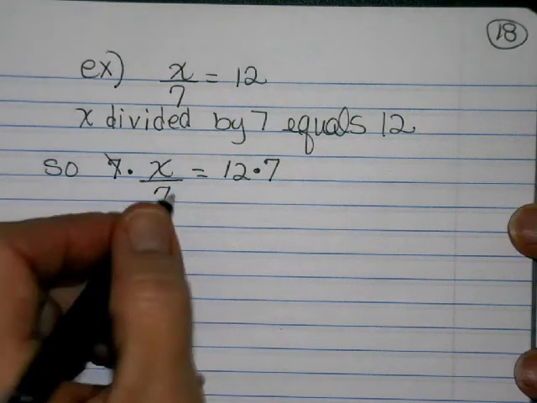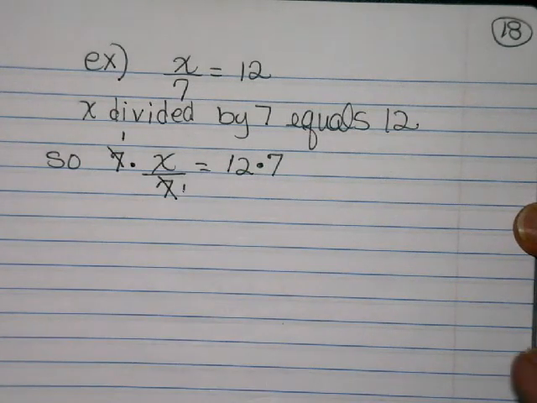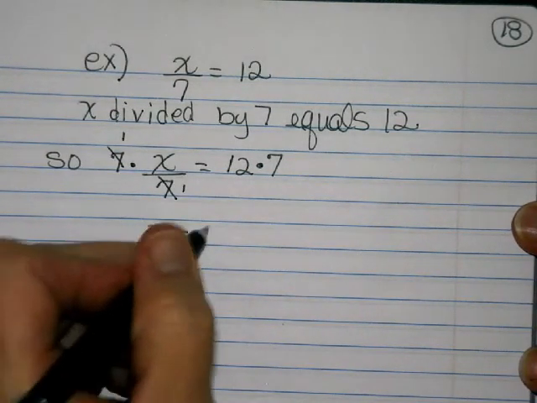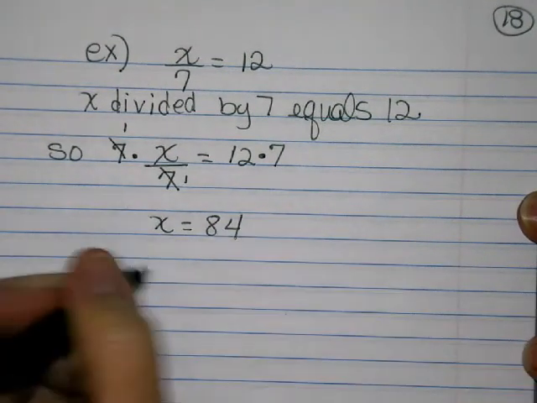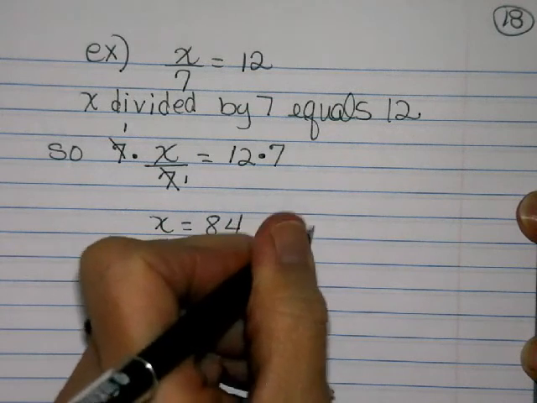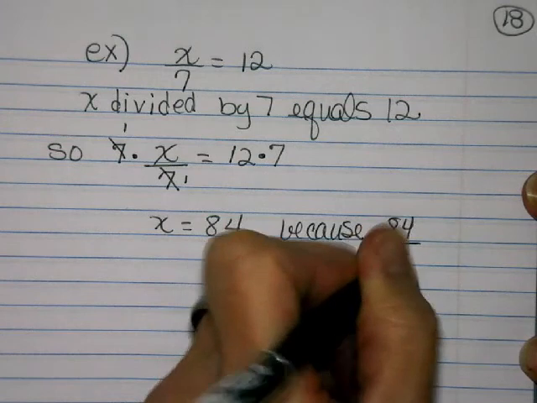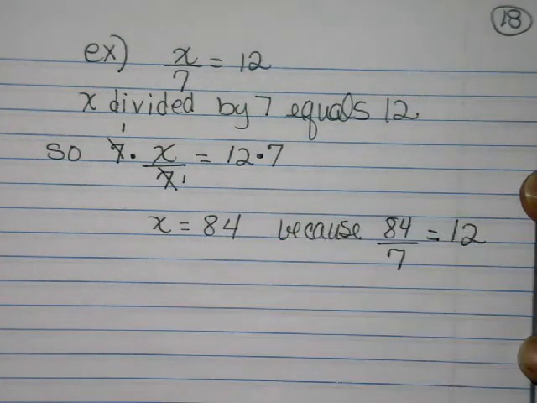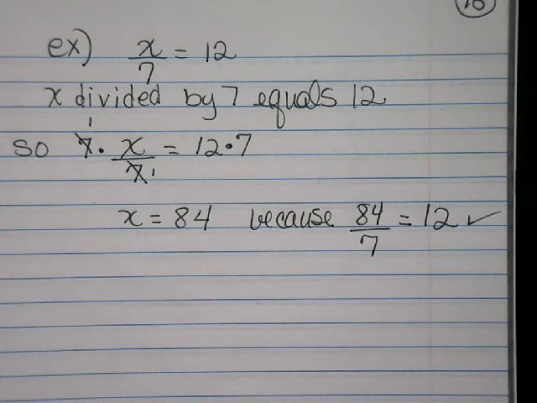Now the reason this works, what's 7 divided by 7? 1. See? And they canceled, right? So x equals 84. And you can check to see if it works. x is 84 because 84 divided by 7 is 12. Check. So that's what I love about algebra, that you have the answers at your fingertips.